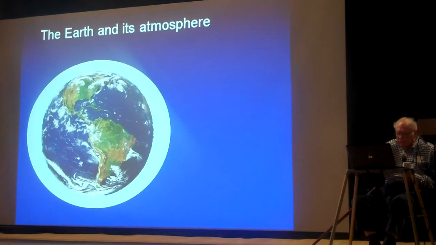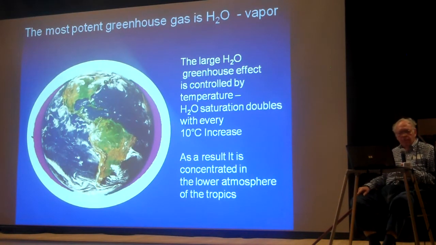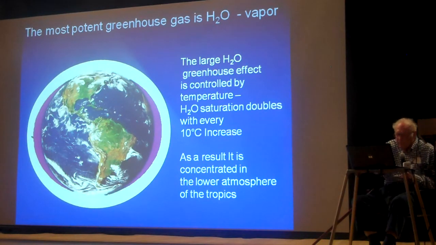This is the Earth and its atmosphere. This shows you where water vapor is distributed. Where it's there, you already have a large greenhouse effect, and increases in CO2 are not so obvious. But here's why CO2 is so important.